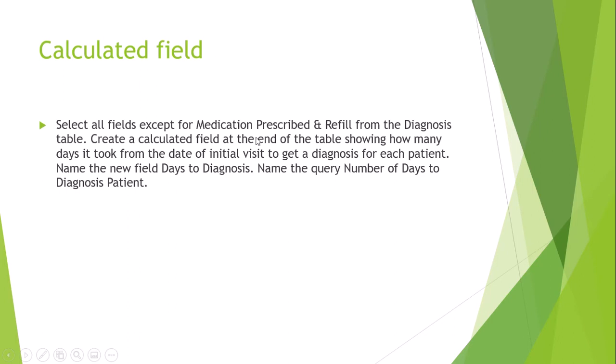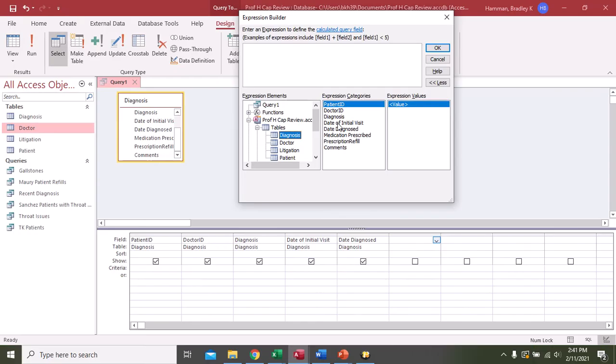Well, from the diagnosis table, we want the date of the initial visit, and we want the diagnosis for each patient, the date of the diagnosis. In this instance, we're going to use the date diagnosed, because that date should be greater, in terms of value, than the date of the initial visit. If you haven't visited the doctor, you shouldn't be getting a diagnosis from the doctor, right? If you've never gone to visit the doctor, you should not be getting a diagnosis from it.